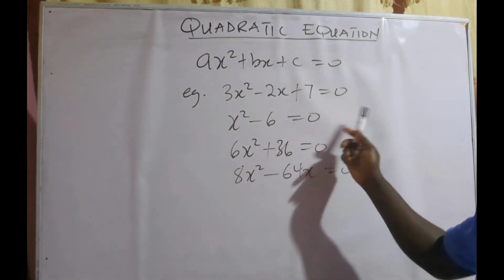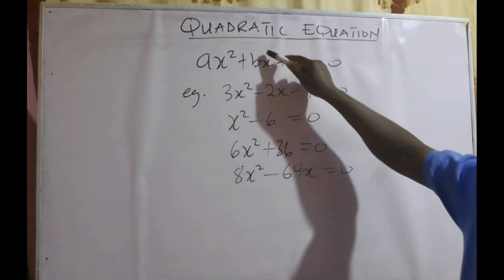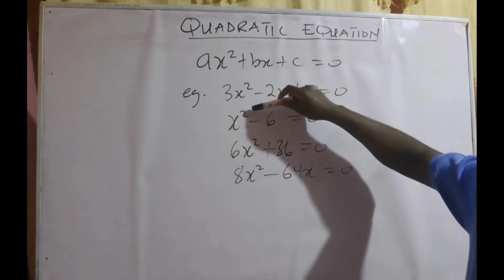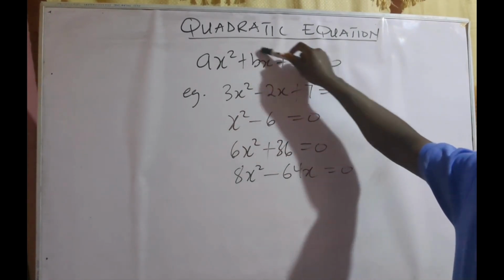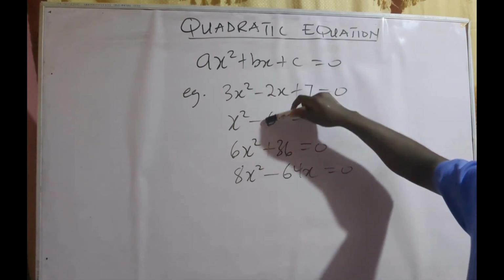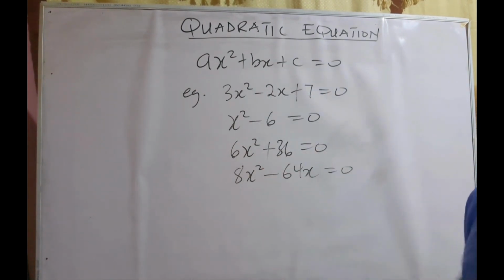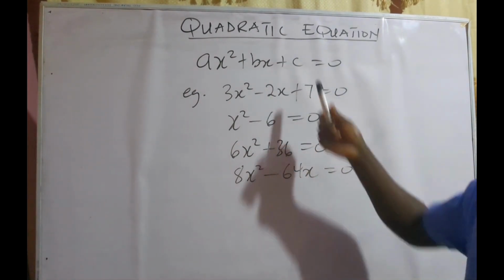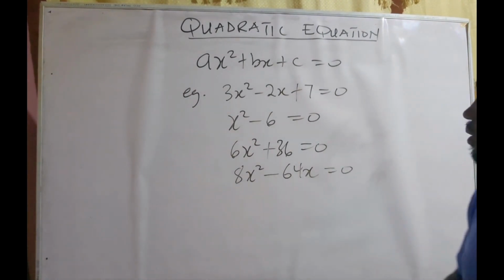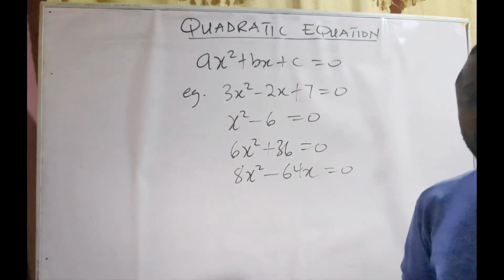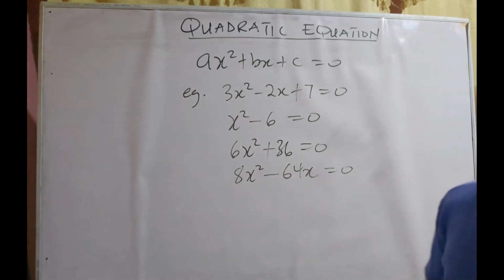Okay, so in this case, when you look at the binomials we have here, it means that in some of them the coefficient of x is 0, and in others the constant without any variable is also 0. All right, so these are some of the examples of quadratics that we can also have.